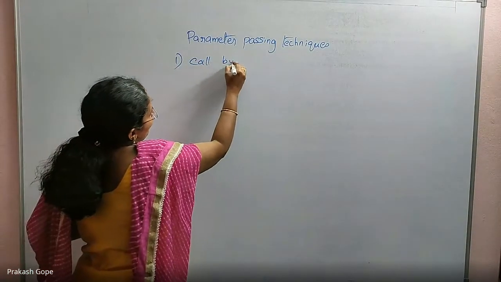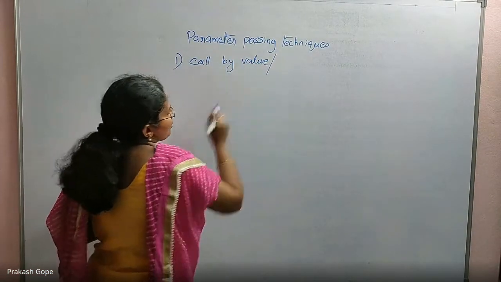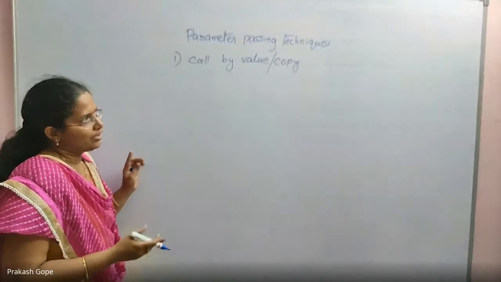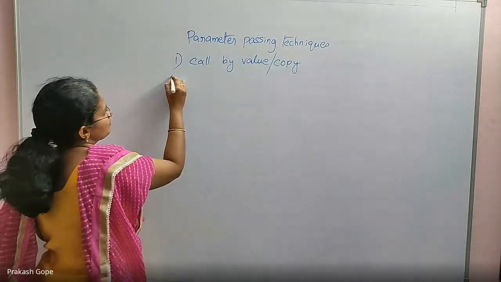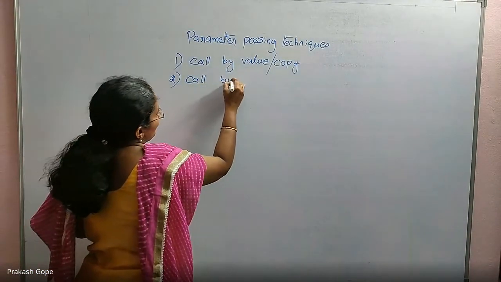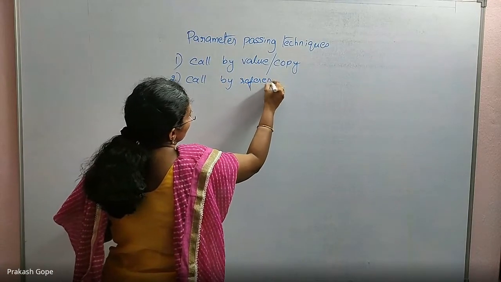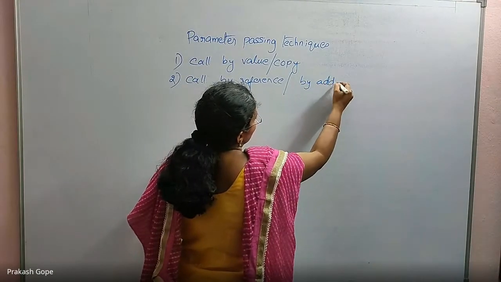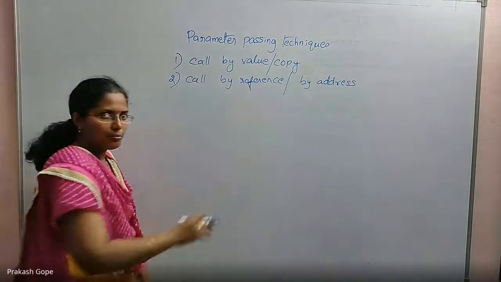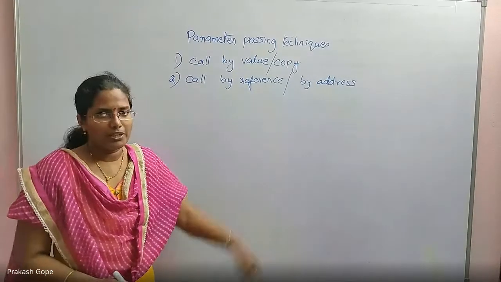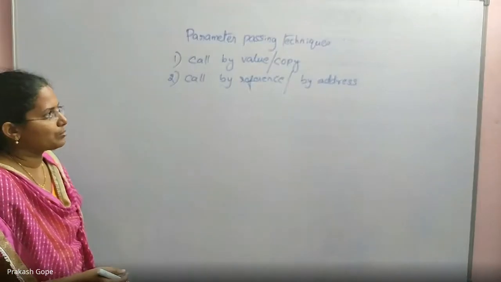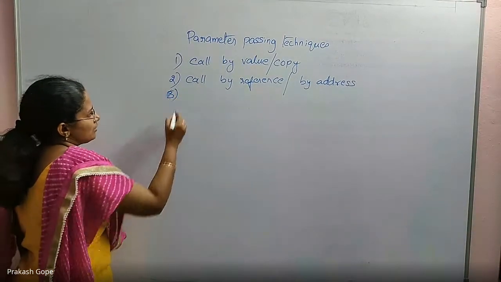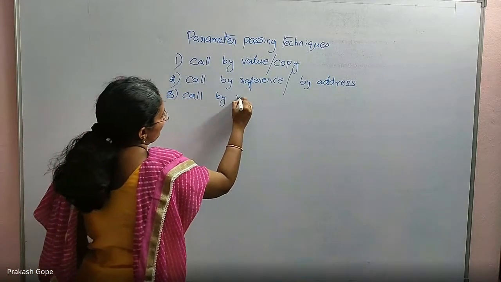That is call by value. We can also call it as call by copy. Call by value or call by copy, both are same. Second one is call by reference. But in C, we call it as call by address also. Generally, it is called by reference only. Yes, other languages also support call by reference, like Fortran. Third one, call by value restore.